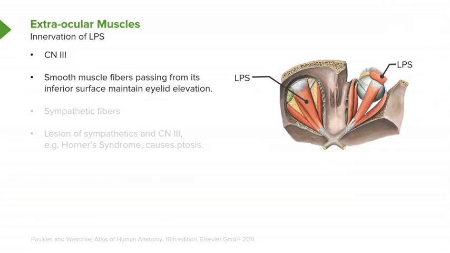Though many of the fibers of the levator palpebrae superioris are skeletal muscle fibers, it's important for you to realize that there are some smooth muscle fibers that pass from its inferior surface and attach into the eyelid itself. These muscle fibers are very important in maintaining eyelid elevation, keeping that upper eyelid in an open position.